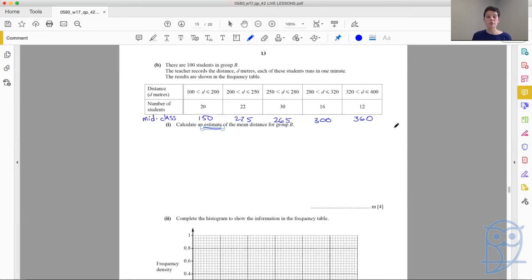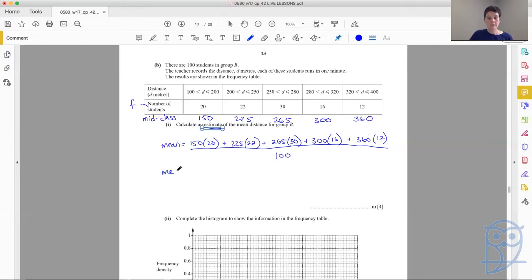Now to estimate the mean for the group data, we're going to take the middle times the frequency, plus the middle times its frequency, plus the middle times its frequency, and we're going to add all those together. We're going to divide by the total number of students. So our mean is going to equal the middle times its frequency, which is our number of students, plus the middle times its frequency, and so on for each group, all divided by the total number of students, which is also the sum of all these frequencies. And we had 100 students.